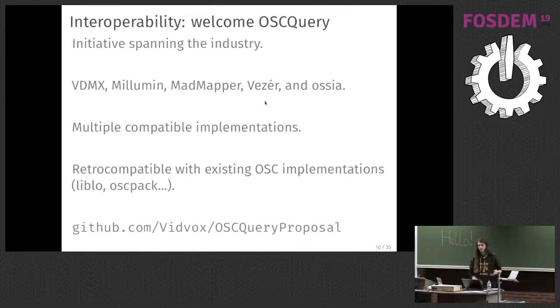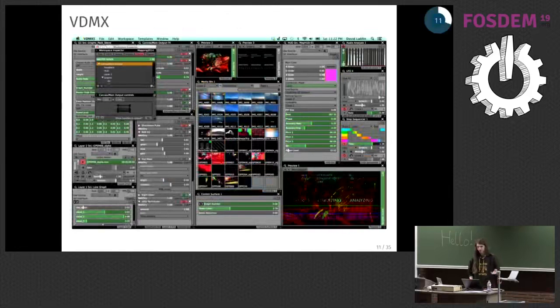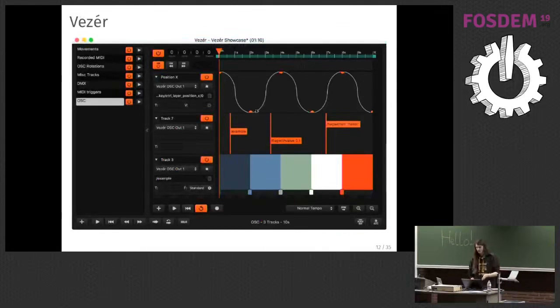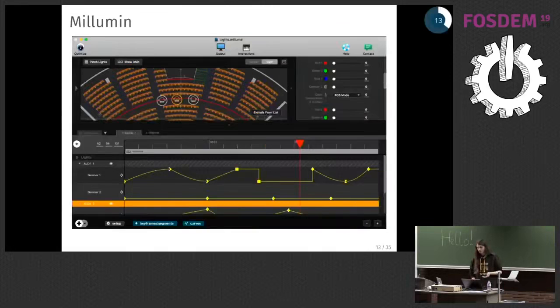So with multiple companies, we tried to find alternatives, and we worked on this new protocol called OSCQuery, which adds a query layer with WebSockets and JSON on top of OSC. And so there are many of us who made many different implementations, which all work with the original OSC stuff. You can find the specification here. To give an example of software that is compatible with OSCQuery, there is VDMX, which is a fairly widely used video mapping and VJ software, Vezér, which is an OSC timeline, so you can send OSC messages in time, and MadMapper, which is specifically made for video mapping and video projections.